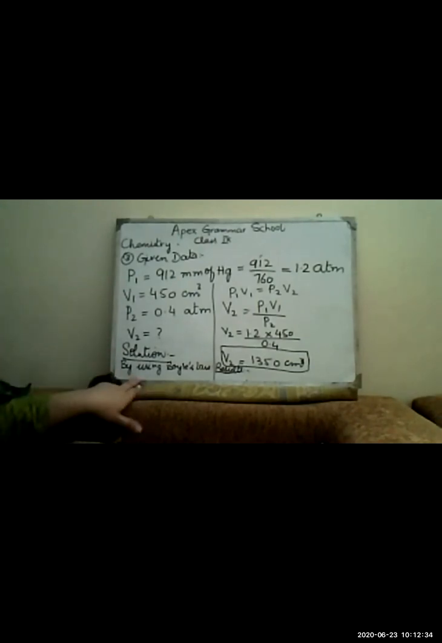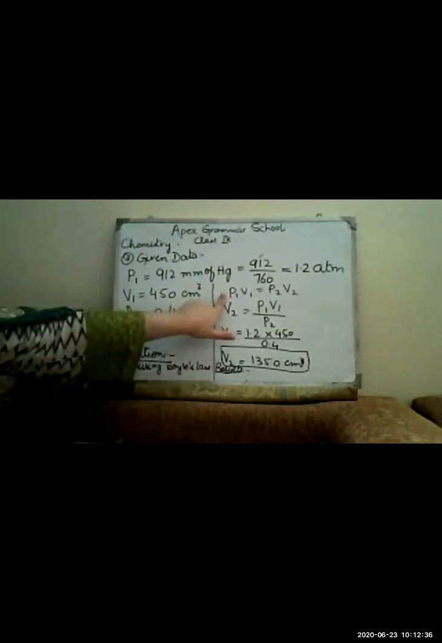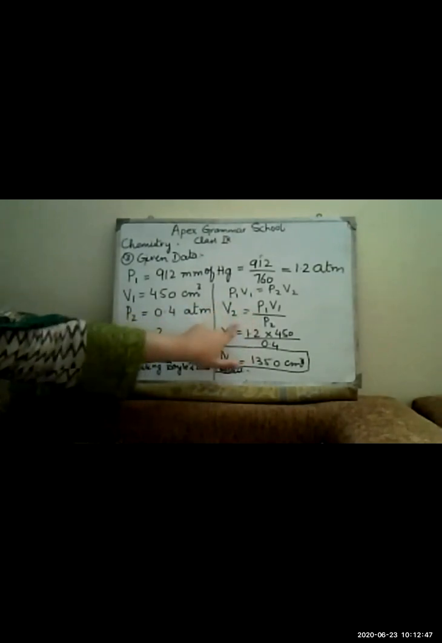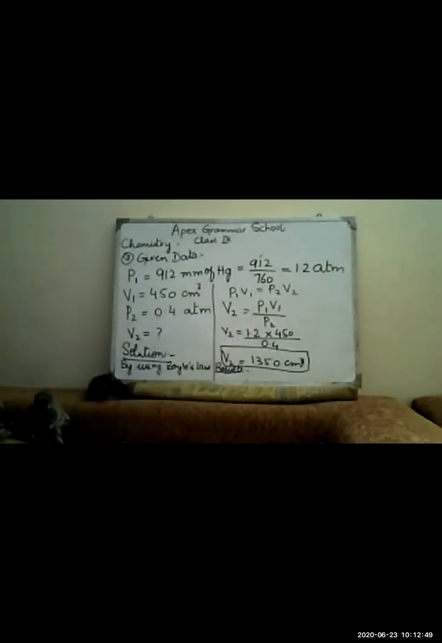Just write, I have by using Boyle's law. Then you will write down what Boyle's law is. Directly you will not go to this. Firstly, you have to write down the exact equation. Then you will write down by rearranging the equation. Then you will rearrange it and then you will write down by putting the values.